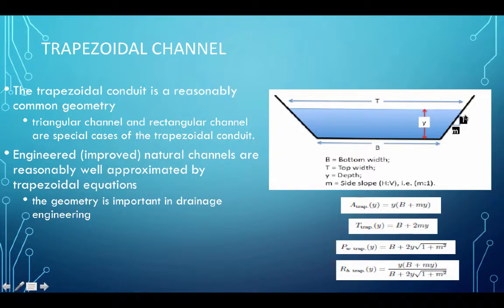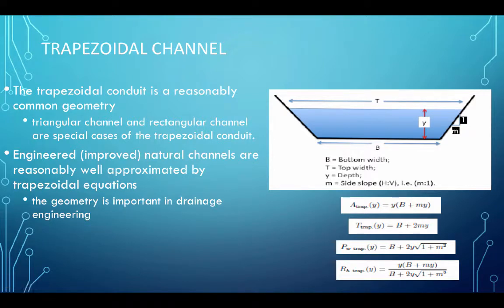The side slope is generally expressed as the horizontal to vertical ratio. So if the horizontal ratio is m units and the vertical ratio is 1, the side slope would be expressed as m. The flow depth has the same meaning as before. It's the depth above the bottom of the channel. The bottom width is the width at the bottom of the channel, and the top width is the width at the free surface channel interface.